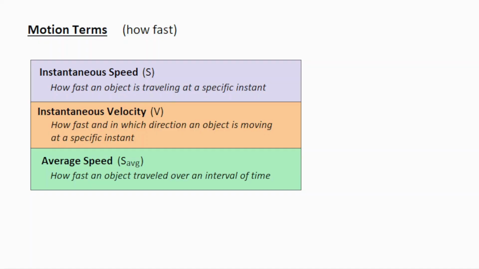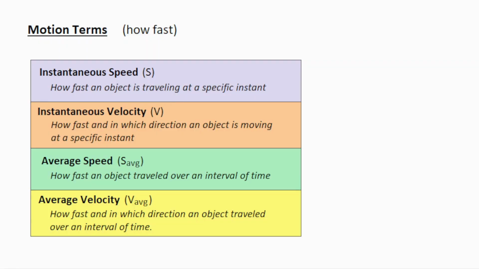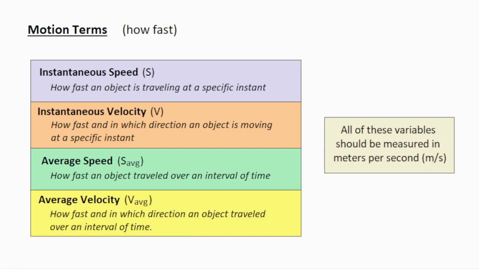This is how fast an object traveled over an interval of time. And then average velocity, v with subscript avg, also how fast over an interval of time, but factoring in direction as well. So speed does not factor in direction. Both of the first and third terms will be scalars. Velocity does factor in direction, so the second and fourth terms will be vectors. And all 4 of these terms should be measured in the unit of meters per second.